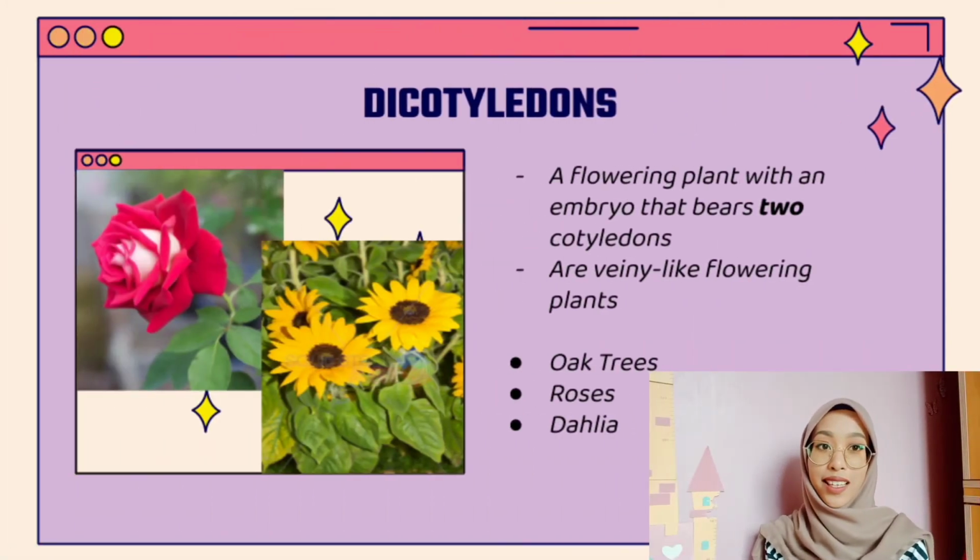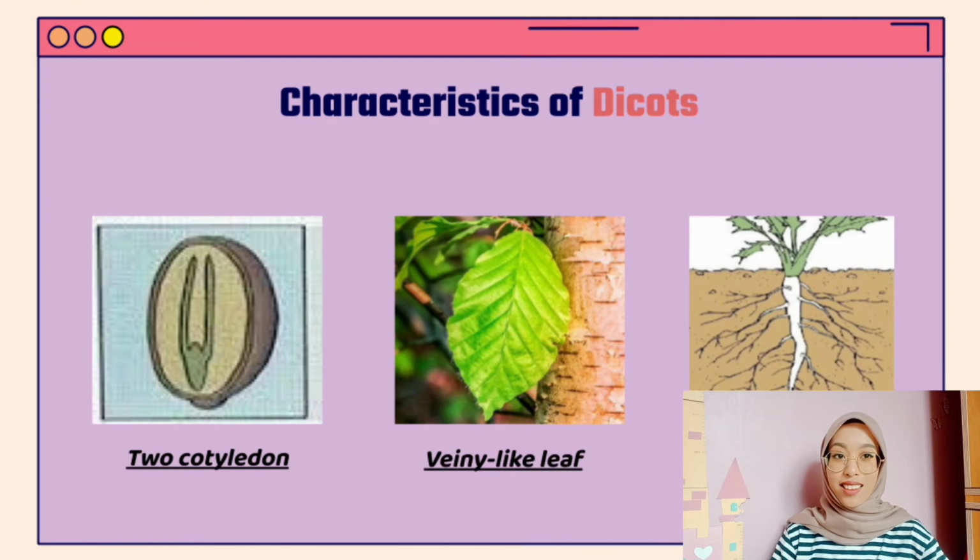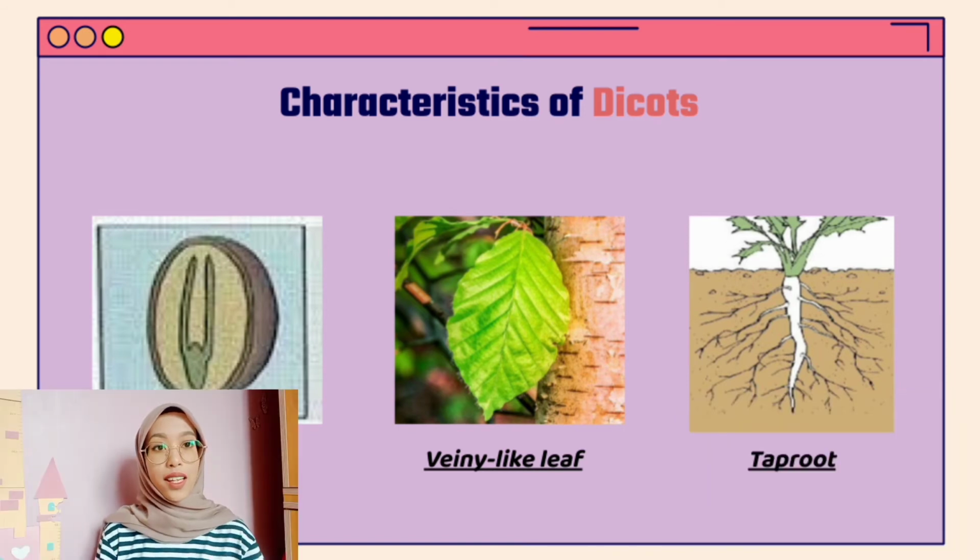Dicotyledons, commonly referred to as dicots, are flowering plants with an embryo that bears 2 cotyledons. Most dicotyledon plants are veiny-like flowering plants, for example, oak trees, roses, and dahlia. These are the characteristics of dicots. The first one is the seed. A dicot seed has 2 cotyledons. The second one is the leaves.